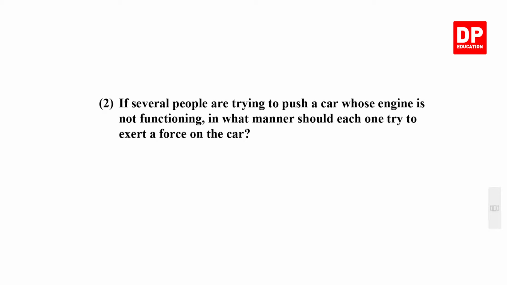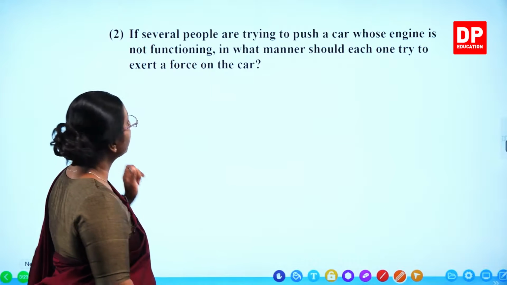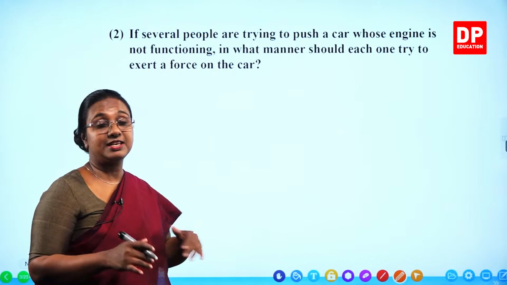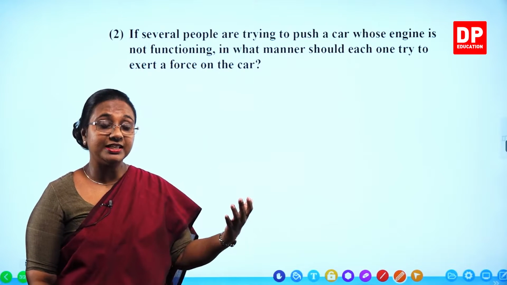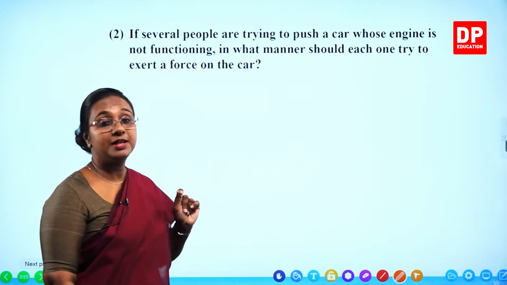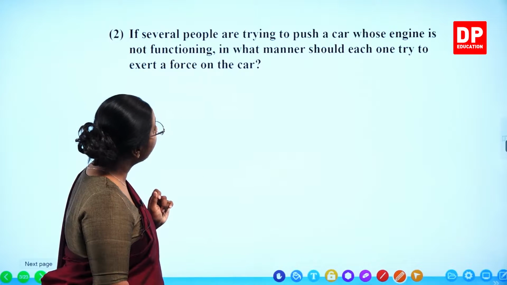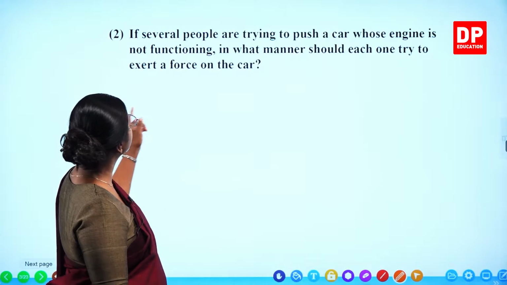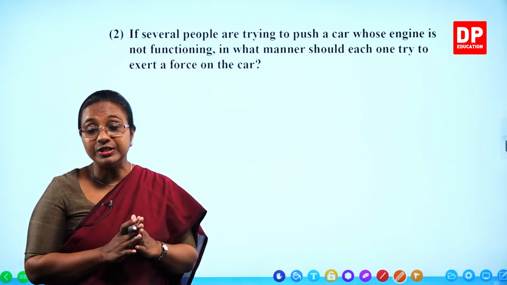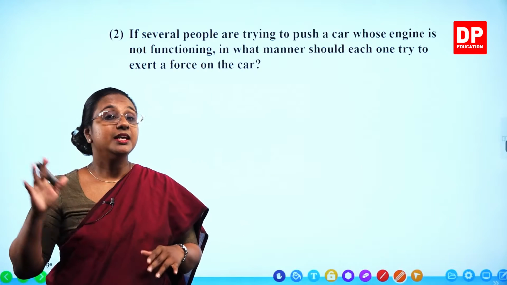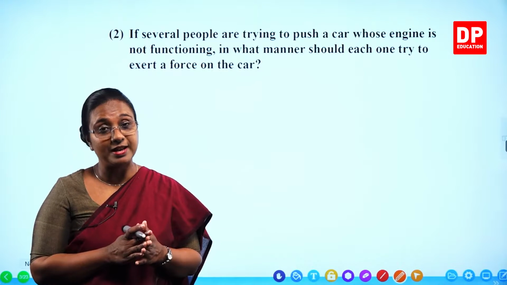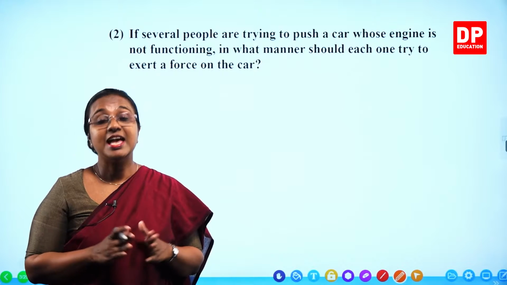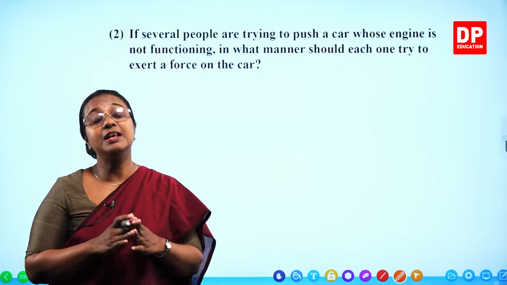The second question. If several people are trying to push a car whose engine is not functioning. So you all know this instance. If a car breaks down, we have to push the car to either move it to a side or start it again. So there are several people who need to push the car. In what manner should each one try to exert a force on the car? How should they exert the force? Is it collinear, coplanar parallel or coplanar non-parallel? I'm sure you know the answer. It has to be in a parallel manner.